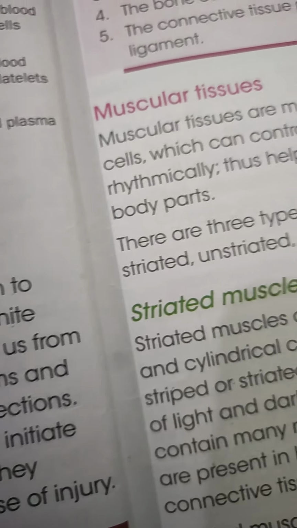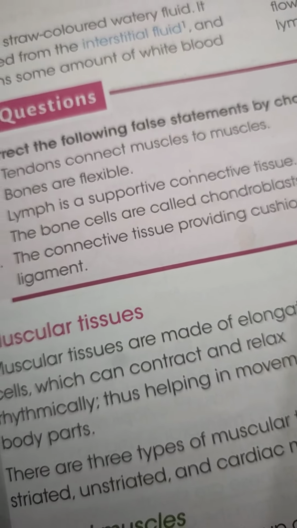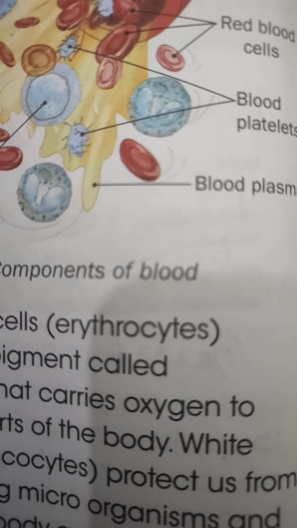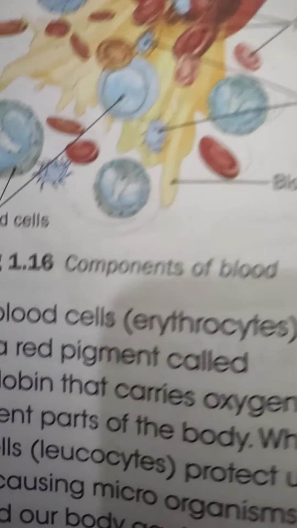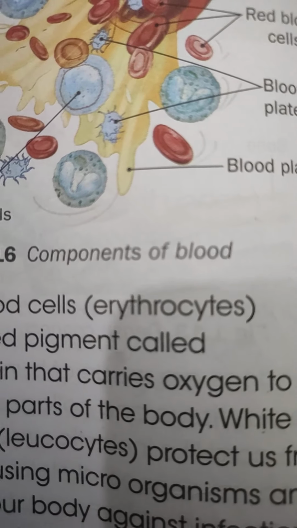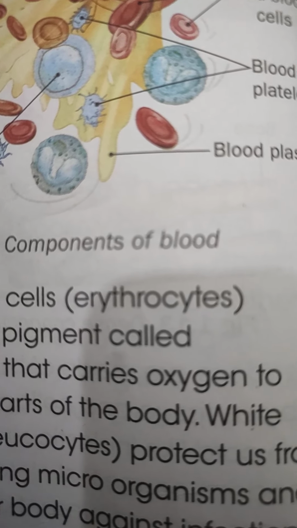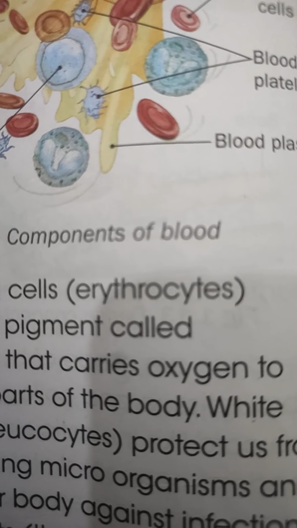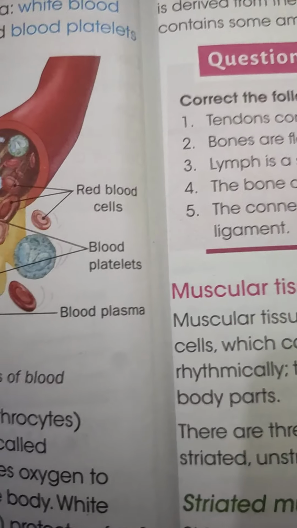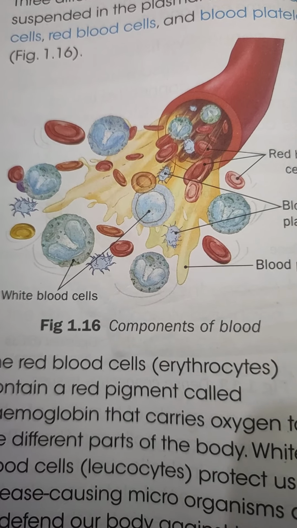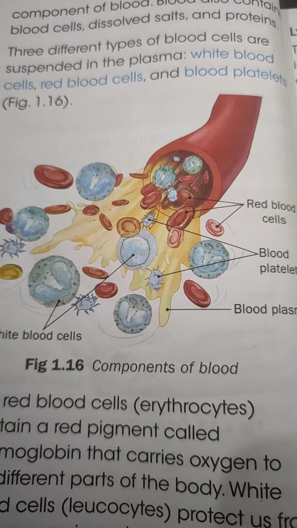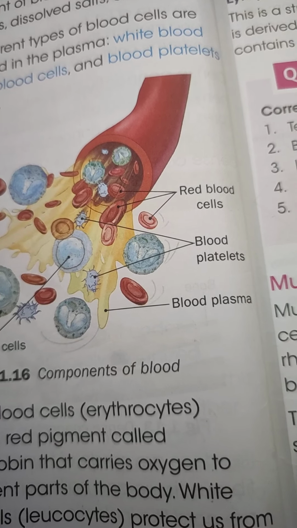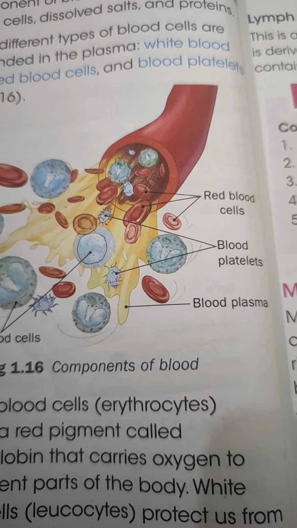The blood also contains blood cells that I told you, and it has dissolved salts, lipids, proteins, hormones. So other than the plasma and the blood cells, it has hormones, lipids, proteins, salts, etc. So one component is plasma, another component is the blood cells, and blood cells are of three types: red blood cells, white blood cells, and platelets.